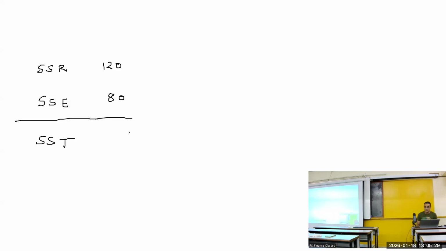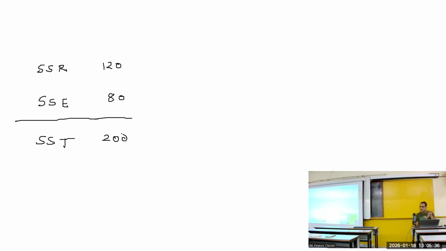Last topic, a lot of formulas in the last topic. We had SSR, called sum of square of regression, SSE, sum of square of error, and then we have SST, sum of square of total. We used to be given these numbers. Let's say this is 120. Let's say this is 80. So total will not be given. We have to calculate total. That will be simply addition. That is 200.